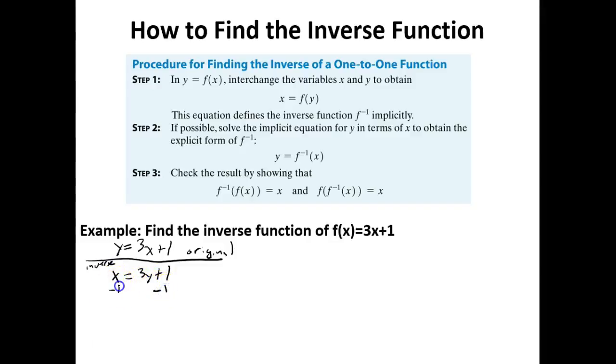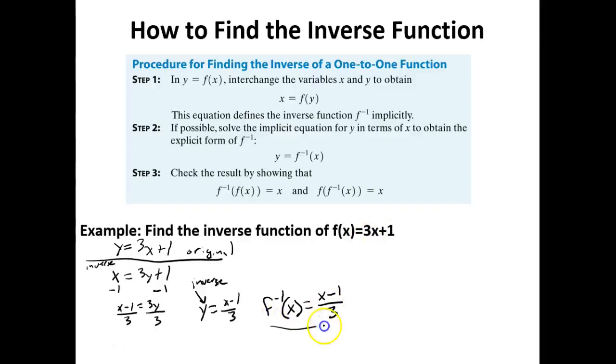So we're going to subtract 1 from both sides, then divide by 3. So we get y is equal to x minus 1 over 3. But really this y was from swapping, so this right here is really the inverse. And so our inverse function would be x minus 1 over 3. And then if we wanted to double check that, we would put this into here and this into there. But there would be our inverse.